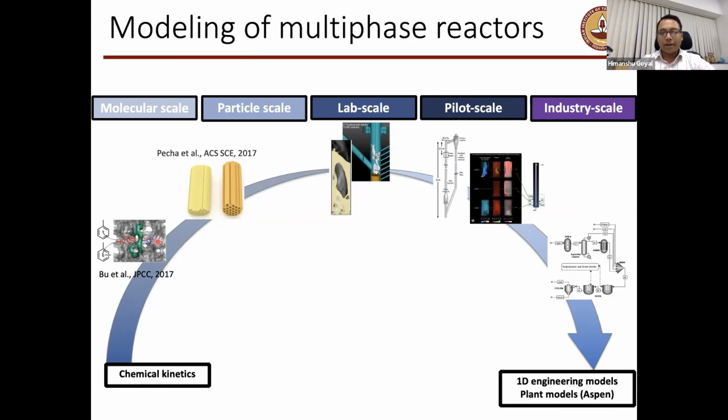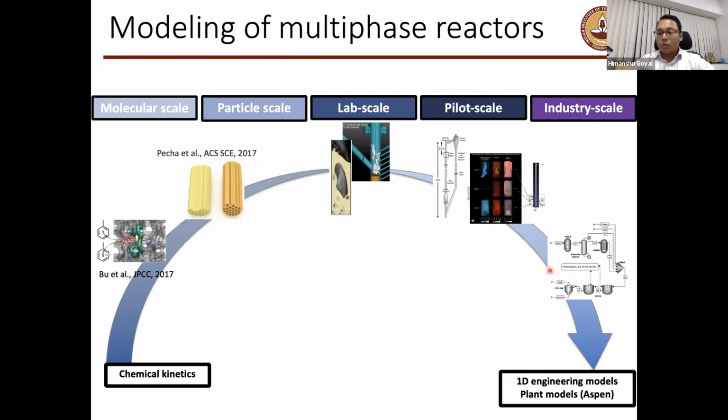So after this chemical kinetics, we have particle scale processes where we have heat transfer and mass transfer combined with the chemical reactions. Then we need to involve this mesoscale structure, which I just showed in the previous slide, to model the lab scale reactors. After that, we need some pilot scale studies, which are in between lab and industry. And finally, the reactor we are looking at will be connected with a lot of other reactors and pieces of equipment, finally at the industrial level.